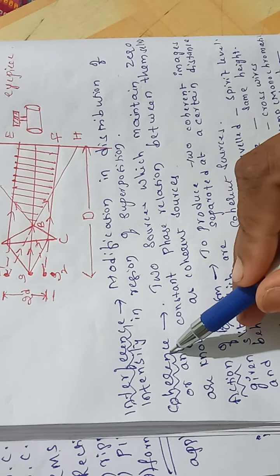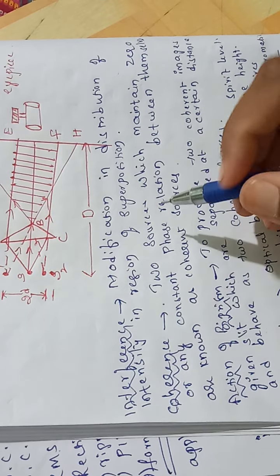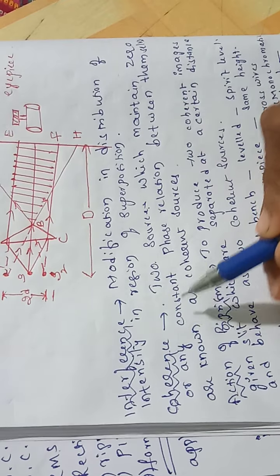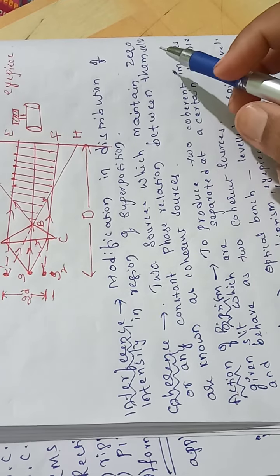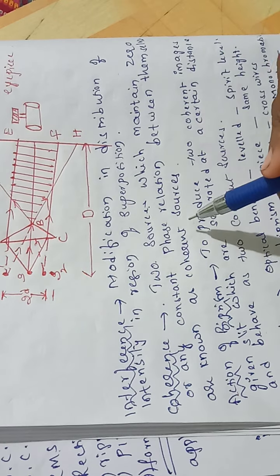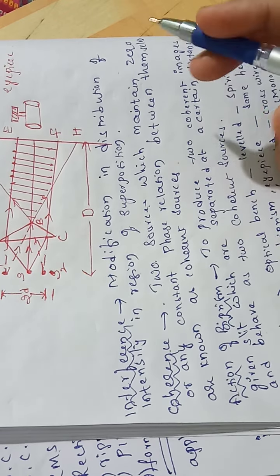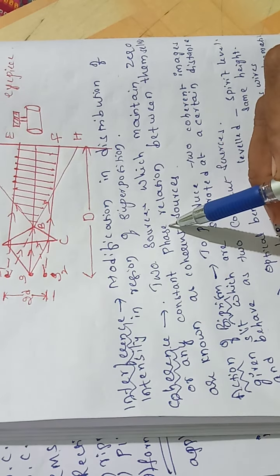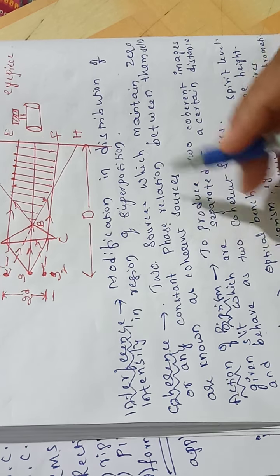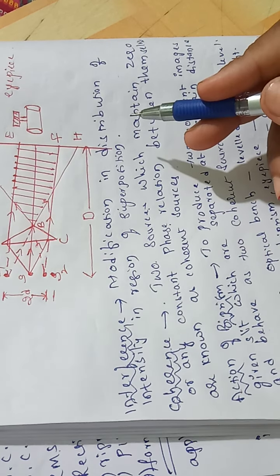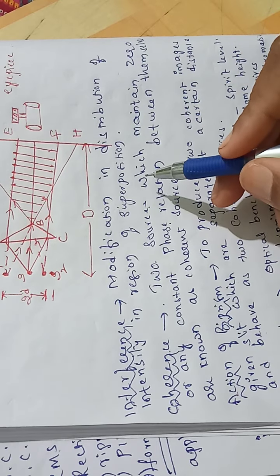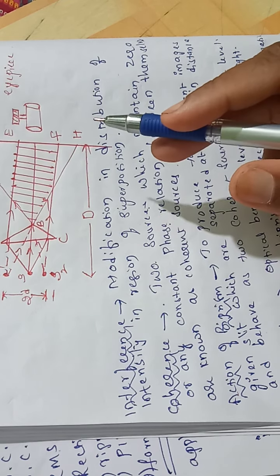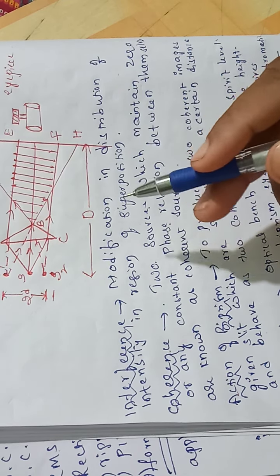Now next let us see what is coherence. Coherence means if any two sources maintain zero or any constant phase relationship between themselves, we call them coherent sources. In order to get a sustained interference pattern, we require coherent sources. Then how to produce these coherent sources? By Fresnel's biprism and Lloyd's mirror experiments, we produce coherent sources.